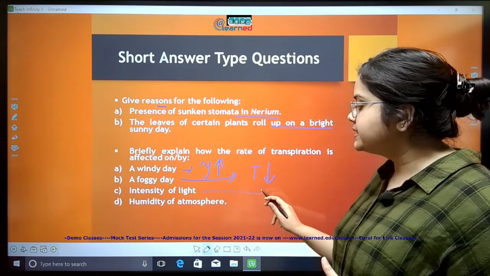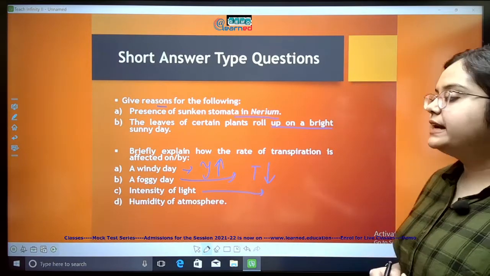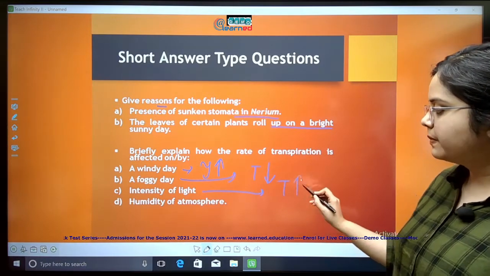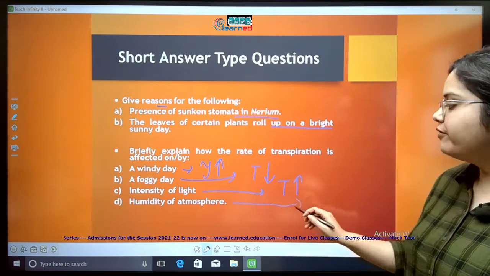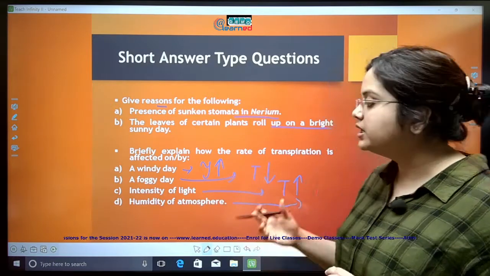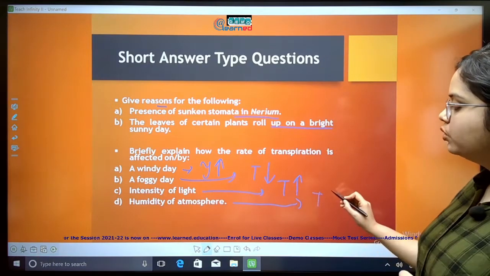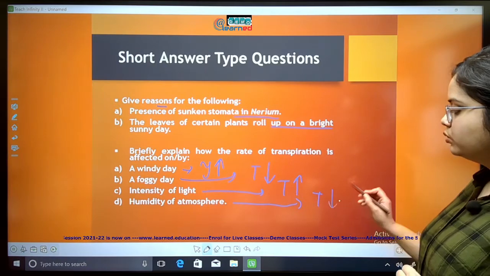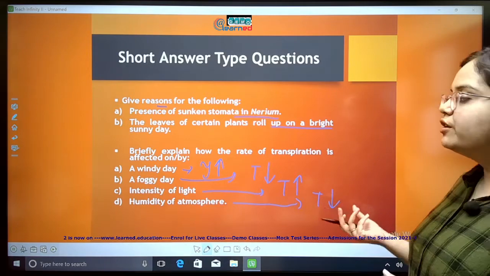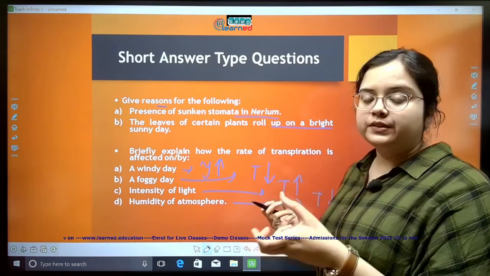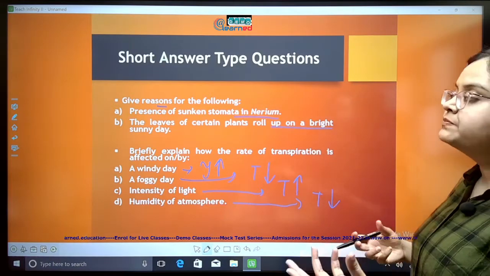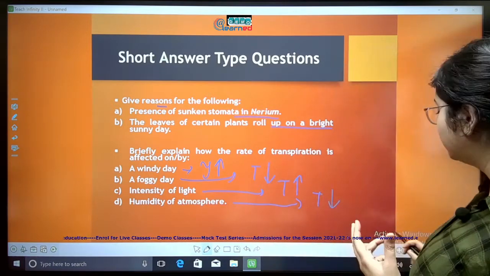Intensity of light: if the intensity of light is high, the temperature will rise and transpiration will again rise. And humidity, lastly, of the atmosphere: if the atmosphere is laden with water vapor moisture, then transpiration will go down. In humid conditions, transpiration will be less. So, these kinds of questions they will pick up from topics like factors, or from topics like what are the adaptations.